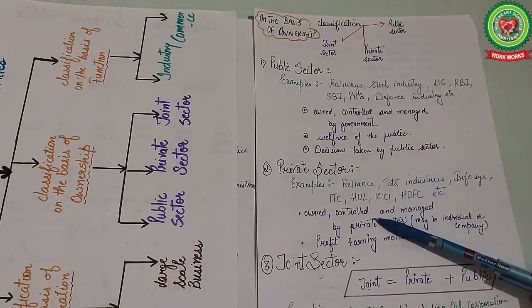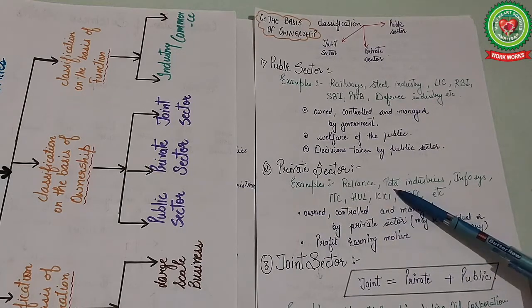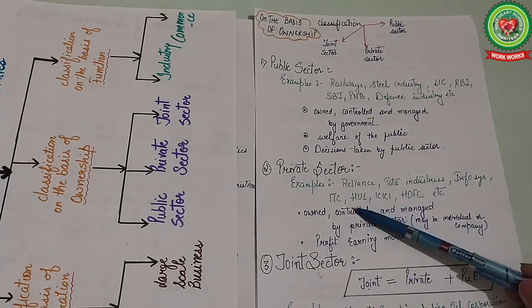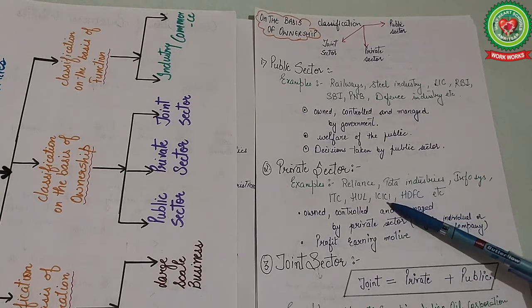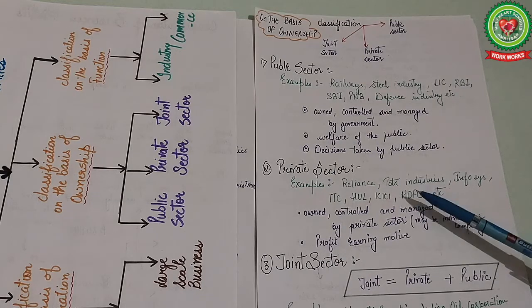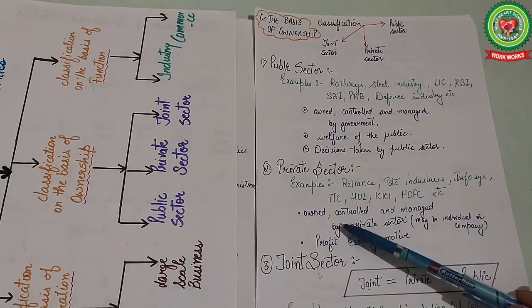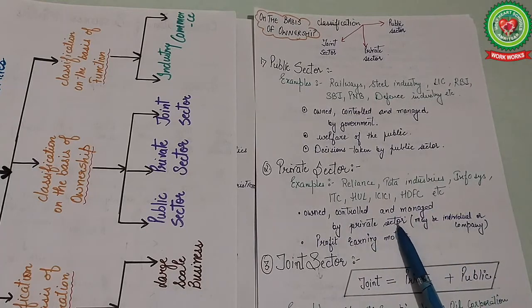Next, the second type is the private sector. In the private sector, there are lots of examples like Reliance, Tata Industries, Infosys, ITC, HUL (Hindustan Unilever Limited), ICICI Bank, and HDFC Bank. What are these? These are all included in the private sector because they are owned, controlled, and managed by the private sector.